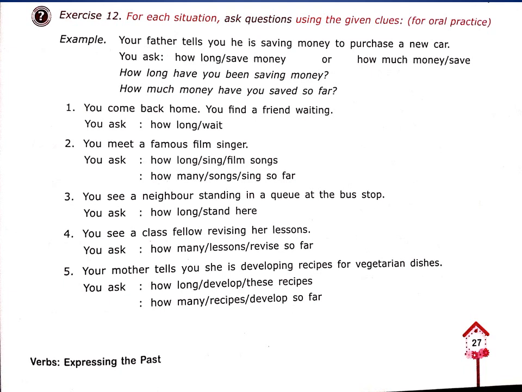I'll do one example for you. The rest of the sentences you'll do yourselves. And you have seen the example. Now let's see the first sentence. You come back home, you find a friend waiting. You ask how long, wait. So what will be the question? How long have you been waiting? Full interrogation mark. Again I'm repeating the first. How long have you been waiting? Right? This will be the correct question. The rest you will make yourselves and I'll send you the answer key, everyone.